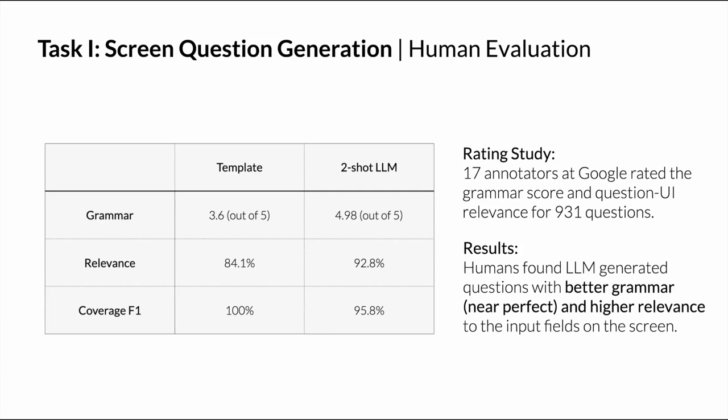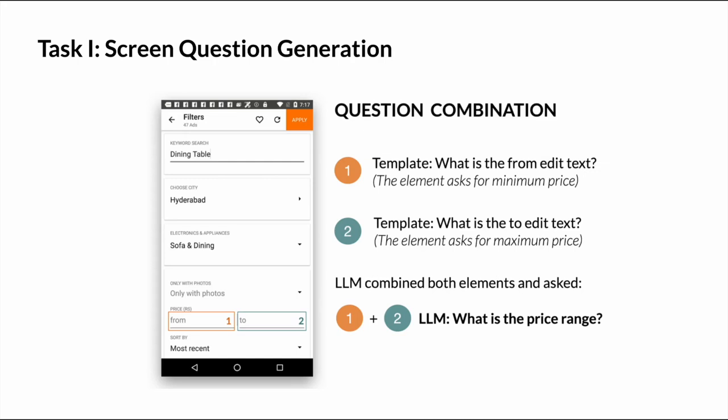We conducted a human rating study, and the results showed that the LLM generated questions with near-perfect grammar and higher relevance to the input fields on the screen. We also found that LLMs are able to combine relevant input fields into a single question. For example, combining the filter inputs for the minimum price and the maximum price into a single question, what is the price range? This ability can enable more efficient communication.